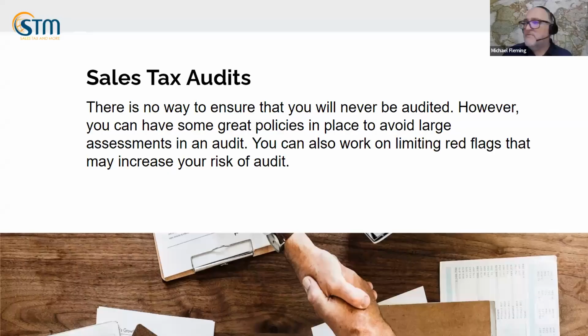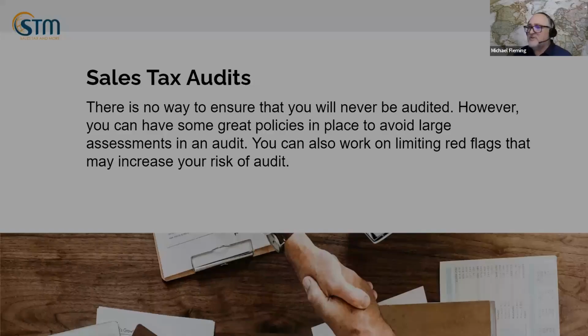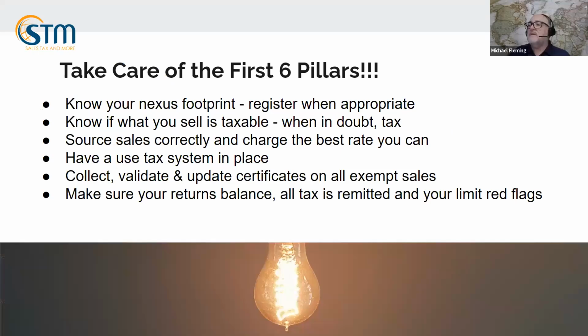All right, so we're going to go very quickly through sales tax audits. And there's no way to ensure that you're never going to be audited. That's just not possible. However, you can have some great policies in place to avoid large assessments in an audit. And you can also work on limiting the red flags that may increase your chance of an audit. So that's what these 7 pillars are all about. Not that they're going to prevent an audit, but if you do get audited, you're going to limit your exposure. So you've got to know what your nexus footprint is. You've got to register where appropriate.